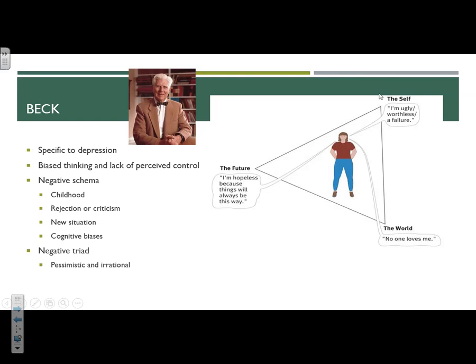So the self, I'm ugly. The world, if I'm ugly, no one will love me. If no one loves me, the future, I'm not going to have a very good future, am I? Quite clearly and understandably leading to depression. So if you'd like to create your own example in the booklet to share in class, I will be asking people about those as well. If you could do that, please.